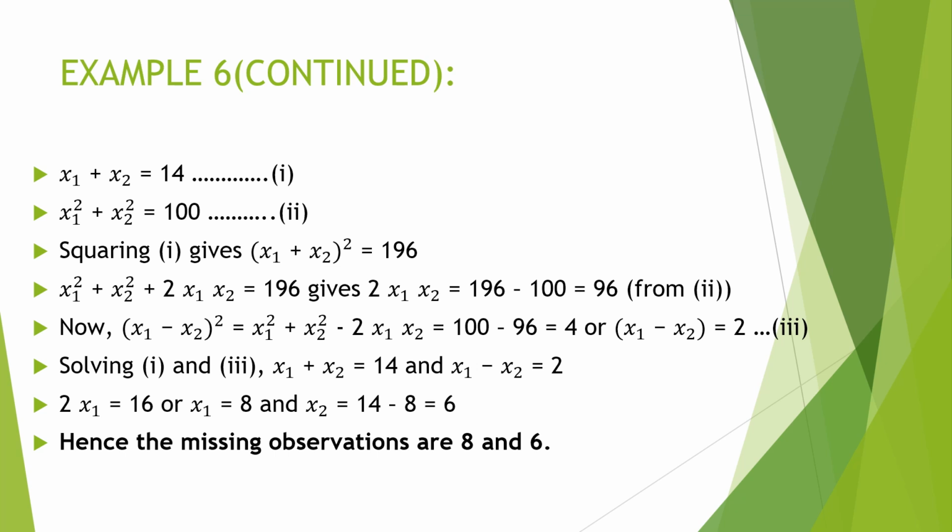Simply add the equations. You will get x1 is equal to 8. Putting that value, you will get x2 is equal to 6. So our missing observations are 8 and 6.